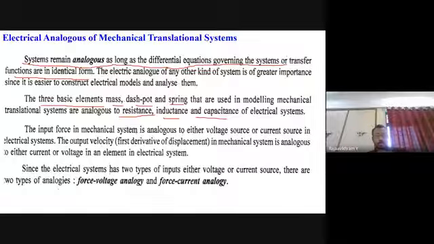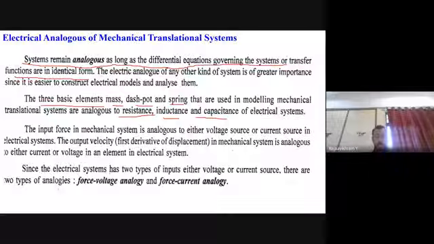You should never forget this in your lifetime: mass in the mechanical system means resistance in the electrical system. Dashpot in the mechanical system means the equivalent element is inductance. Spring in the mechanical system, the equivalent element is capacitance. So these are the analogies between the electrical and mechanical systems.